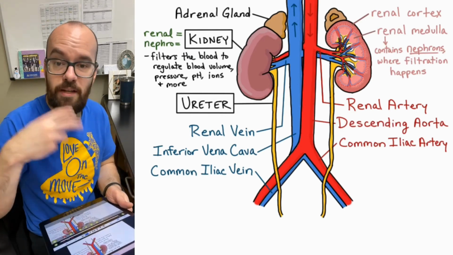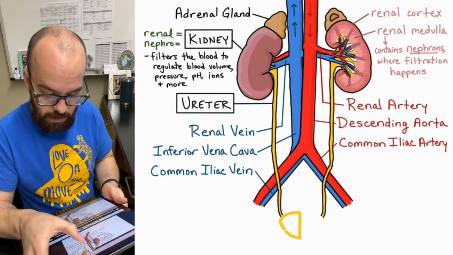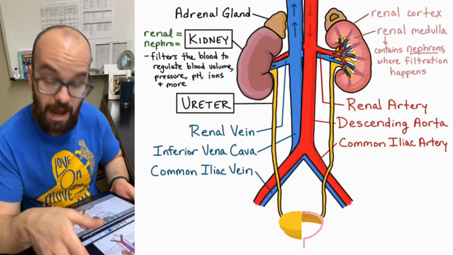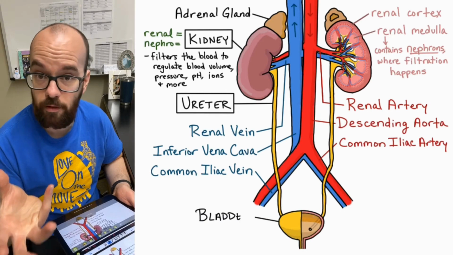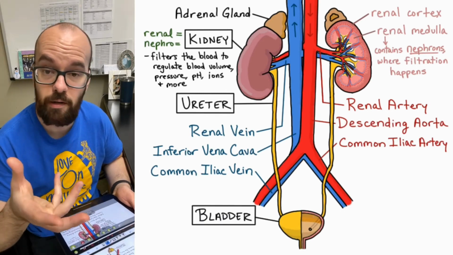Okay, so we've filtered out waste and fluid and everything. Those have traveled down the ureters, and now we're here at the bladder. The bladder is just going to be a collecting place for the urine, so we can keep it somewhere until we're ready to get rid of it.